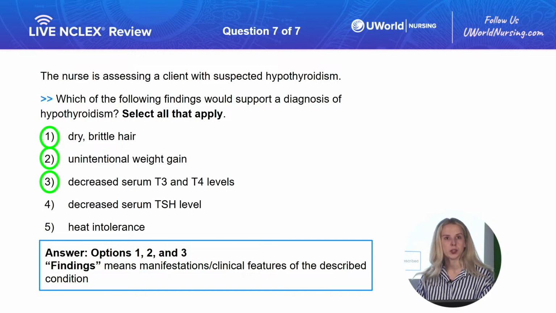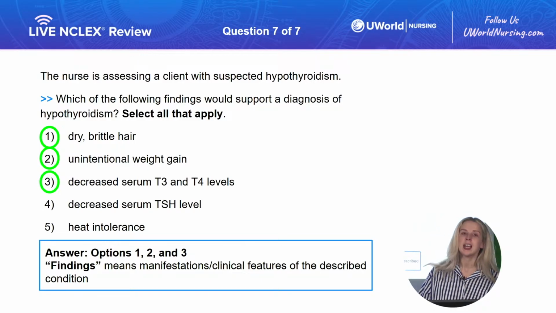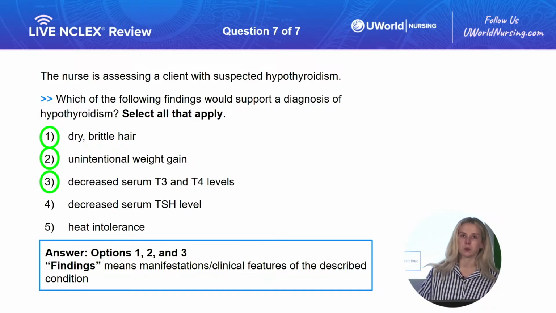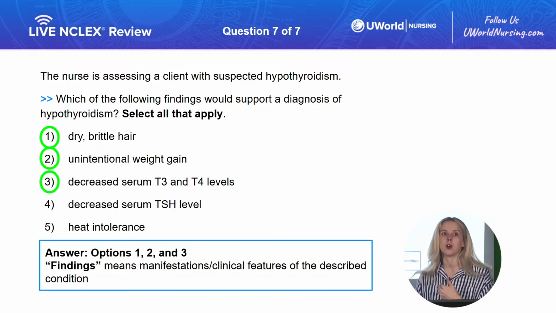So 1, 2, and 3 were our correct options. 4 and 5 are incorrect. Heat intolerance is consistent with hyperthyroid, and decreased TSH is going to be consistent with hyperthyroid as well. Hypothyroid will be increased TSH because we're trying to get that thyroid working, and decreased thyroid hormone, being T3 and T4. So great job, you guys.